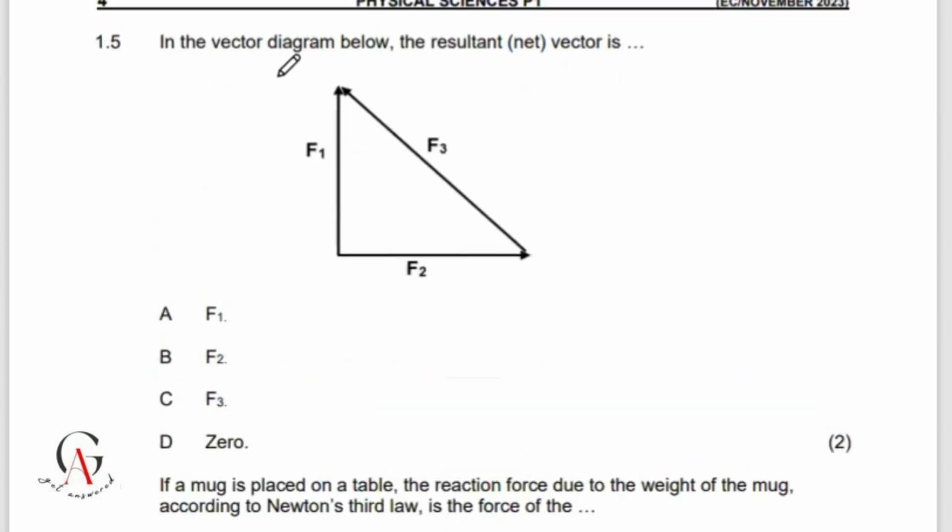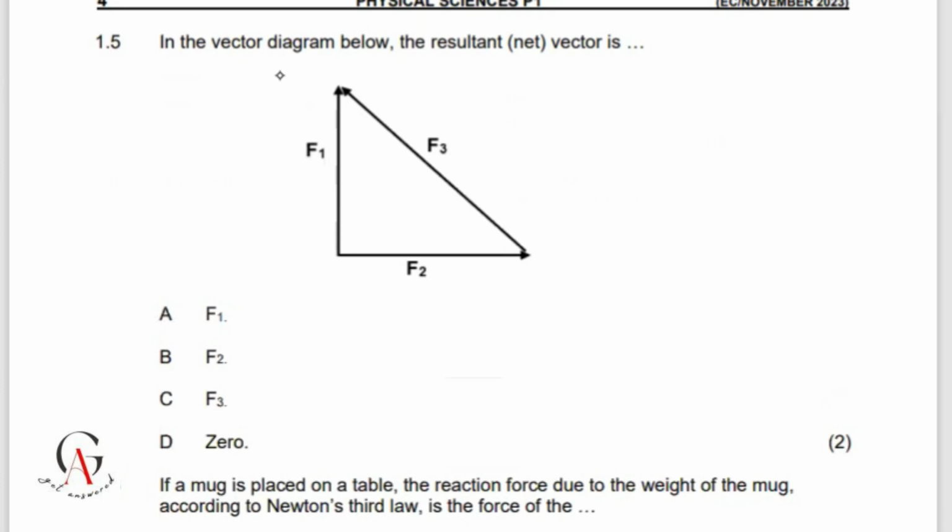Then 1.5, in the vector diagram below, the resultant net vector will be. So what we need to look at when they ask for the resultant net vector is how do we draw vector diagrams and how do we represent them? Remember, we have different methods. And the main or the most common one is what we call the head to tail.